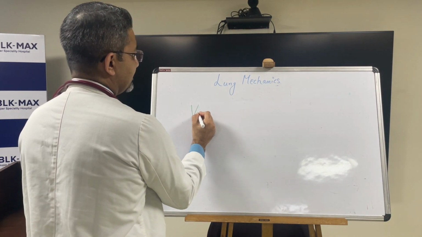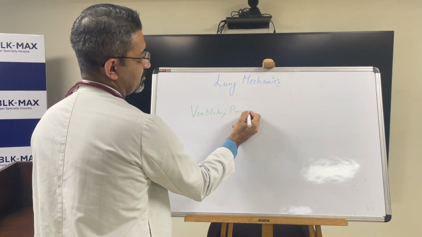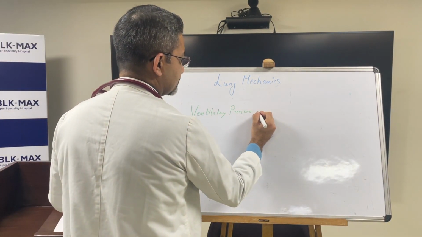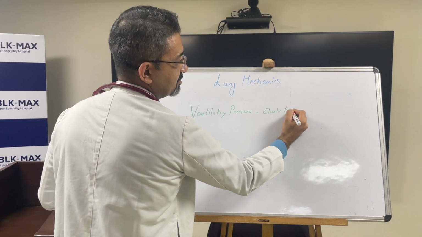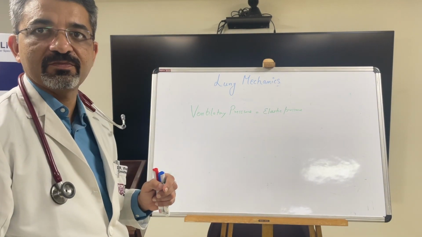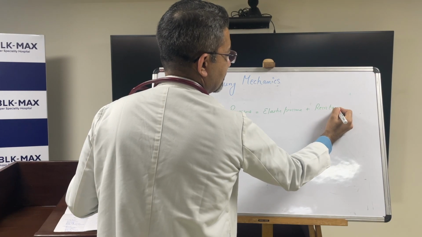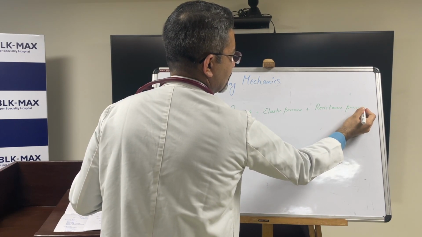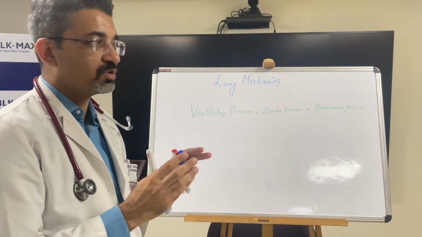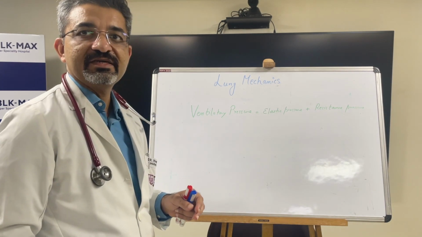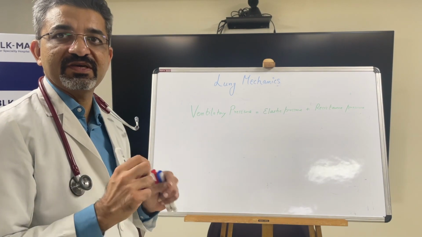Now if we talk about ventilatory pressure, which is delivered by the ventilator, it can be divided into two parts. One is elastic pressure, the pressure which inflates the lung and chest wall. The other is resistance pressure, the pressure which the tubing, the bronchi and bronchioles exert on the flow of air. So there are two components of ventilatory pressure: elastic pressure, which pushes the lung and chest cavity outward, and resistance pressure, which is given by the airway.